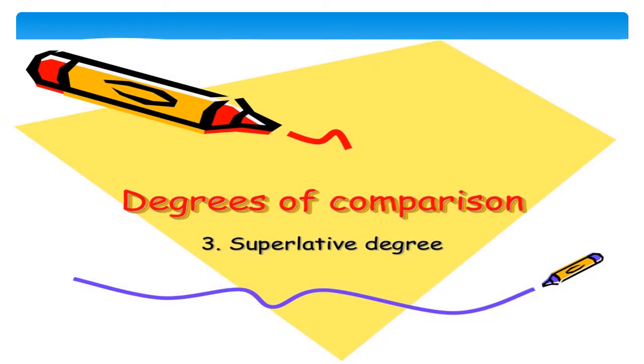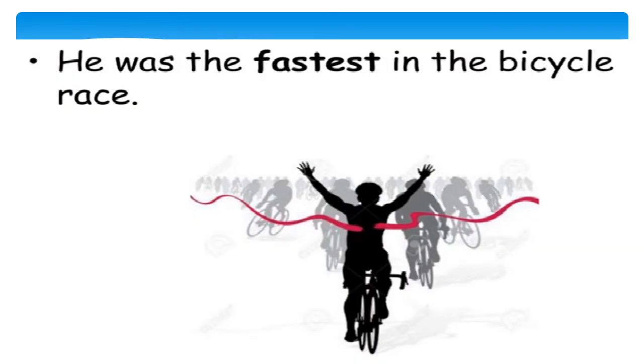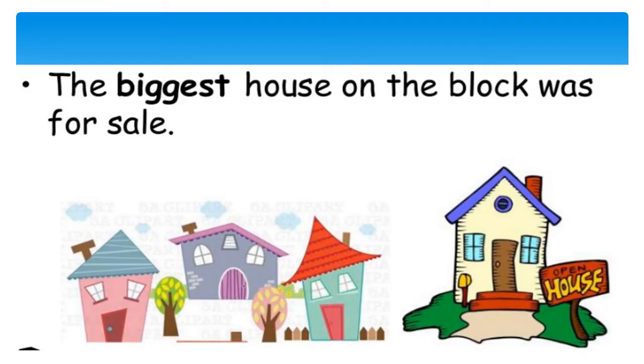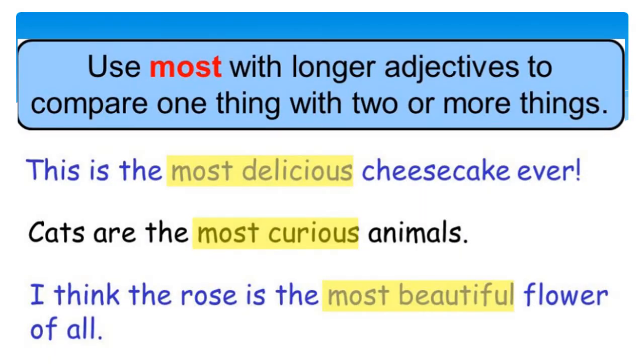Degrees of comparison. Part 3 is superlative degree. He was the fastest in the bicycle race. The biggest house on the block was for sale. Here we will learn how to use most with longer adjectives to compare one thing with two or more things. This is the most delicious cheesecake ever. Cats are the most curious animals. I think the rose is the most beautiful flower of all.